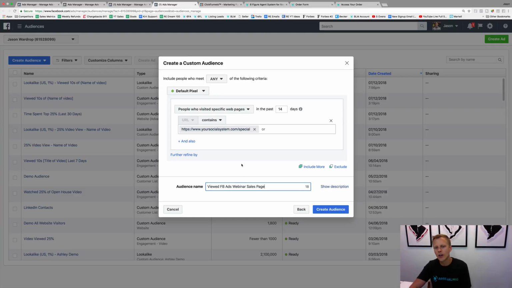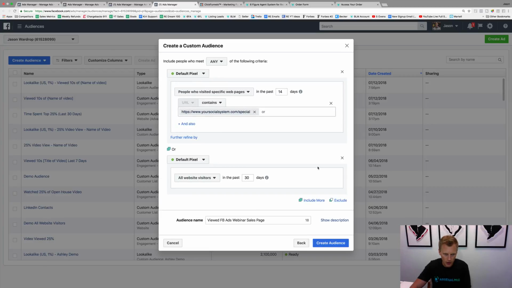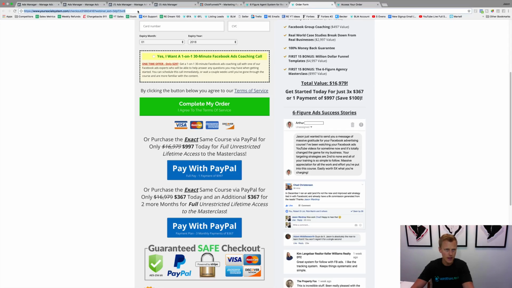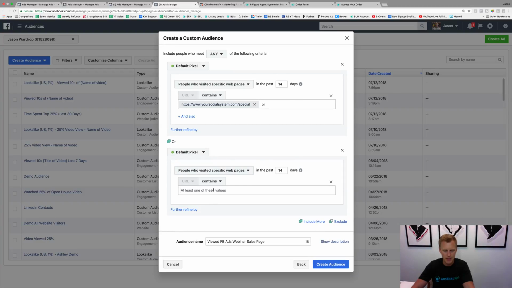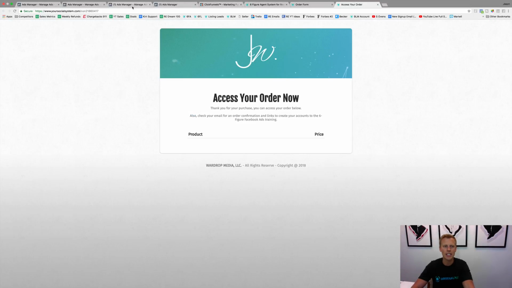Now you can even go through and include or exclude. You can say include more. And so we could say, hey, all people that viewed this checkout page right here. So we could say everyone who viewed it in the last 14 days, people who visit this specific page. Boom. So it says people who viewed this page or viewed this page. And then we can even go a little bit further, and we can say, hey, and we want to exclude.